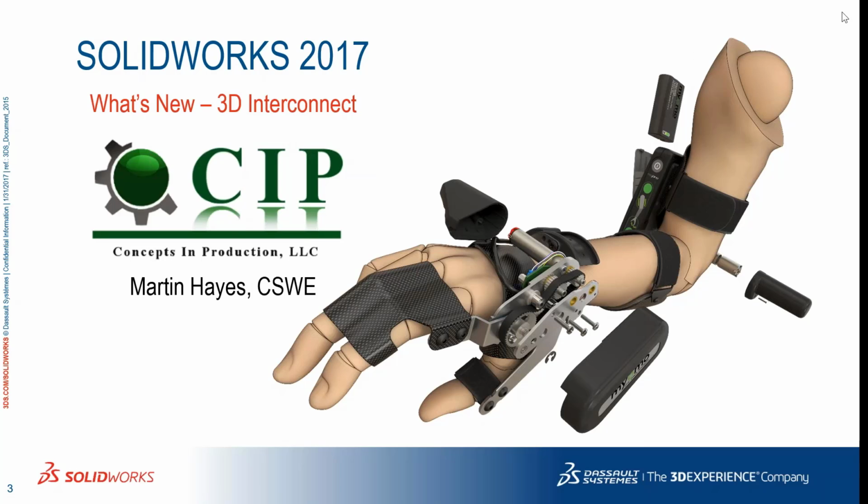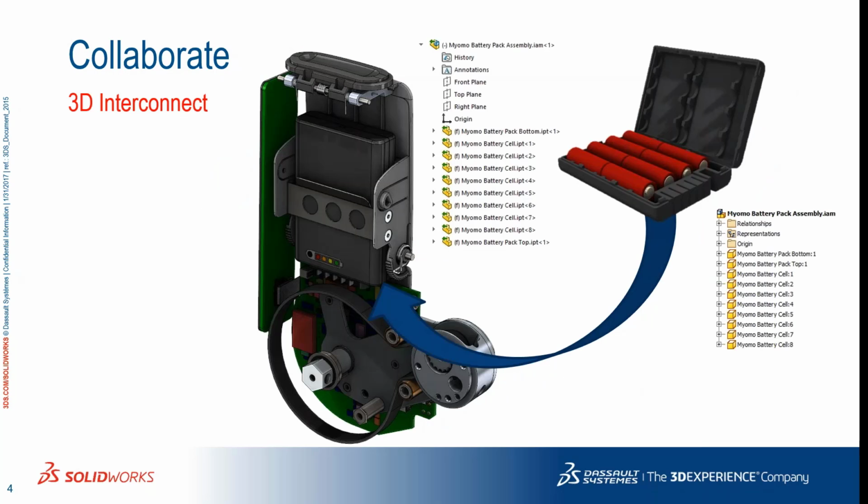This morning we're going to be looking at 3D Interconnect and the brand new way that we can interact with third-party data from other CAD software in SolidWorks 2017. So 3D Interconnect is part of the collaboration package that we look at with SolidWorks. What 3D Interconnect does is it allows us to pull third-party CAD data from other CAD systems, whether it's from vendors or from legacy data that we might have with our company, into our SolidWorks assemblies, as well as building new SolidWorks parts based off of those.